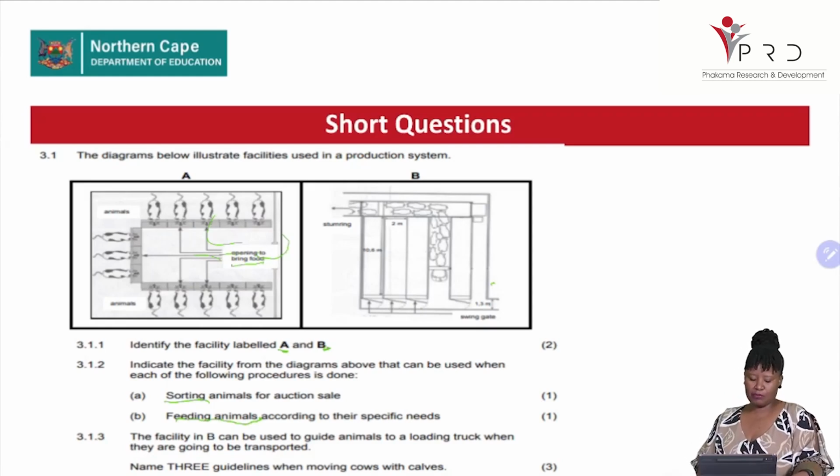The facility in B can be used to guide animals to a loading truck when they are going to be transported. What information is needed here? When you are transporting an animal, what do you need? What to do prior and what to do during transportation. What do you need for transportation purpose? So now you have to focus on what you are asked. But the content is based on transporting animals. What to do before loading or when loading.